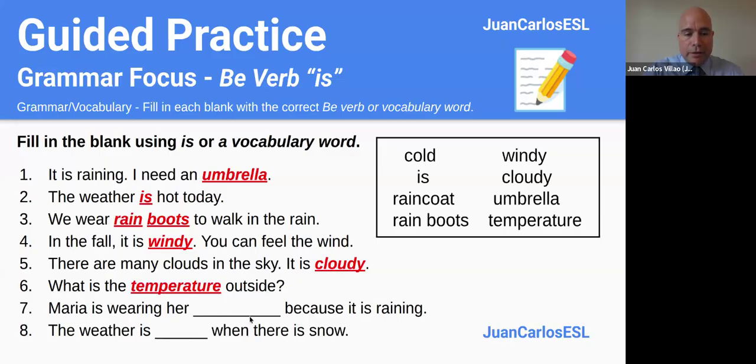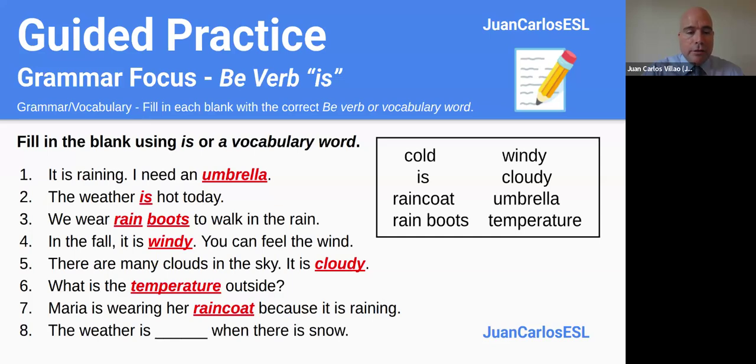Number 7. Maria is wearing her blank because it is raining. Maria is wearing her raincoat because it is raining. So again, we're talking about the rain. Something we put on during the rain is raincoat. Entonces María tiene puesto su abrigo de lluvia porque está lloviendo. Raincoat, or impermeable. Impermeable is raincoat in español.